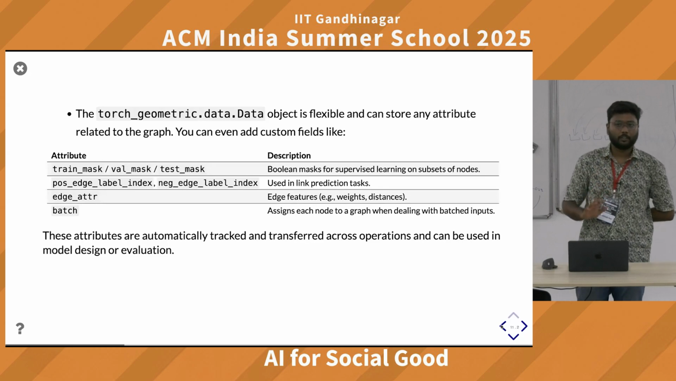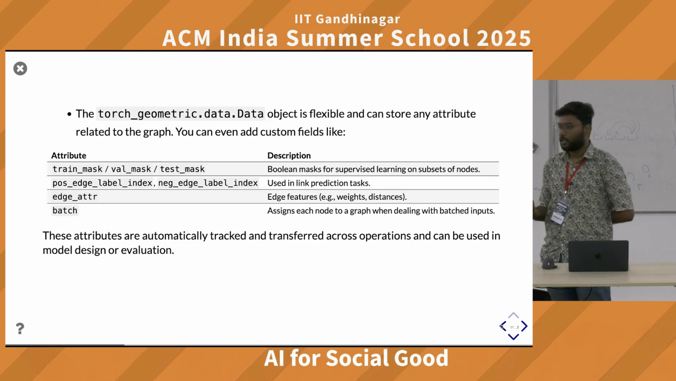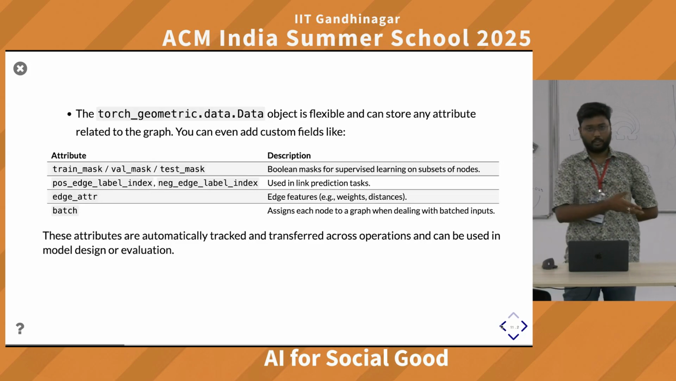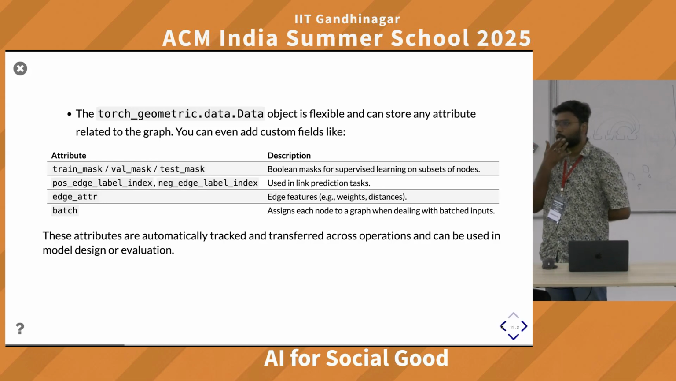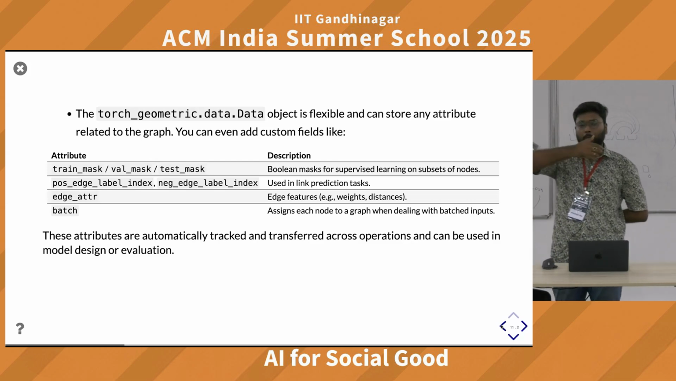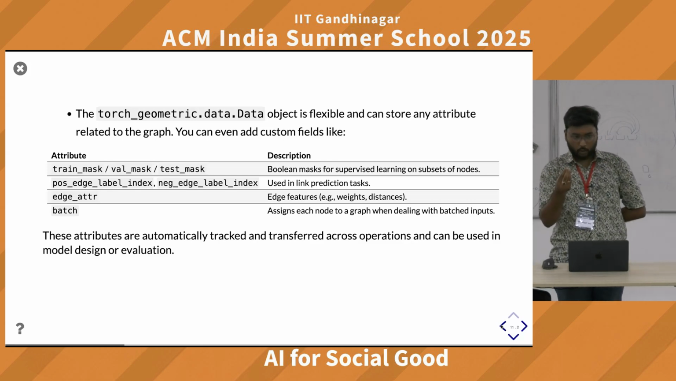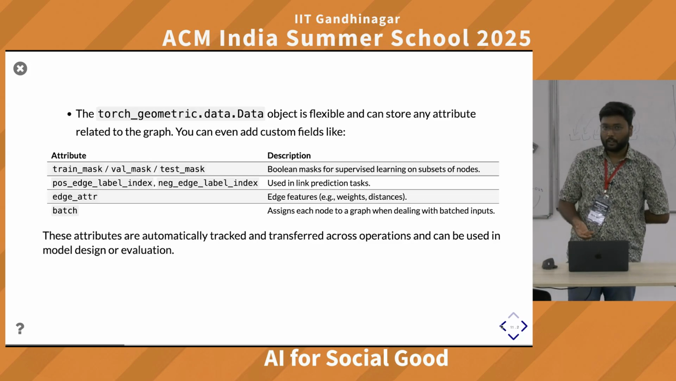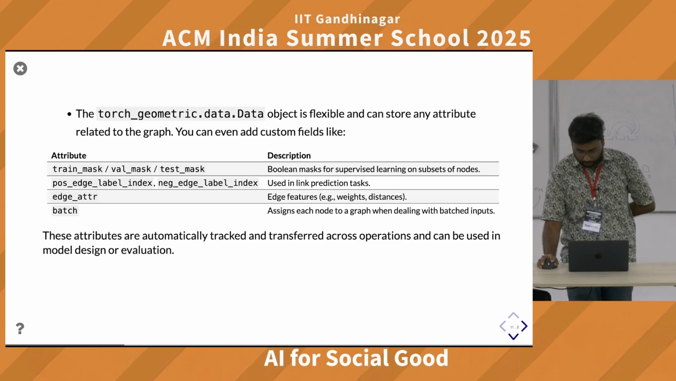It's not exhaustive. You can have masks, being which nodes are train nodes, which are validation, which are test. You can have positions. Like we were discussing, we can have positions of each node. Let's suppose in previous talks by Professor Shanmuga sir, you saw that nodes were located in 3D space. So each node had a three-dimensional position. You can possibly store that. You can have edge attributes, you can have batch.